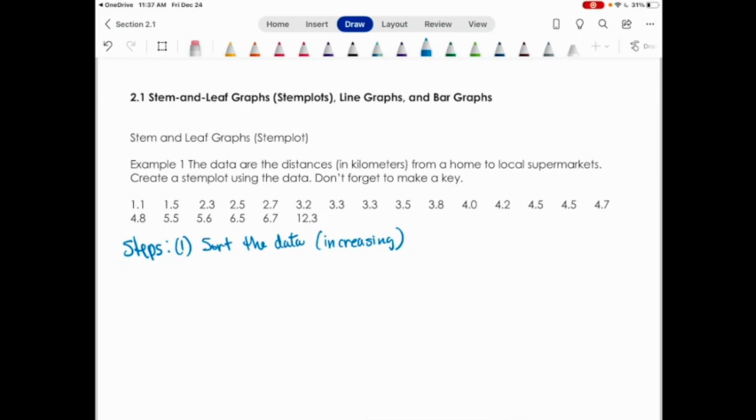Now, typically with stem and leaf graphs, the data set's fairly small and it would be easy to do that by hand. If you have a larger set of data though, and you don't want to have to worry about trying to sort the data by hand, there is a way to sort it very quickly on your calculator. Okay, step 2 is you want to identify your stems.